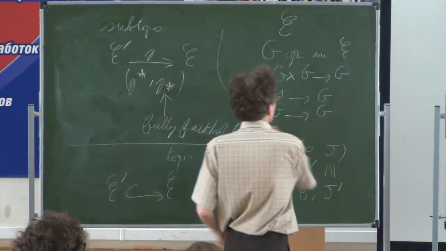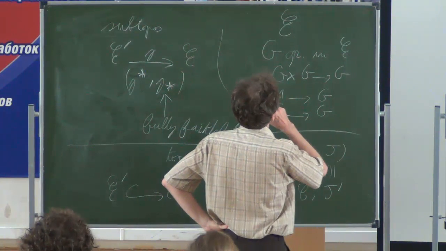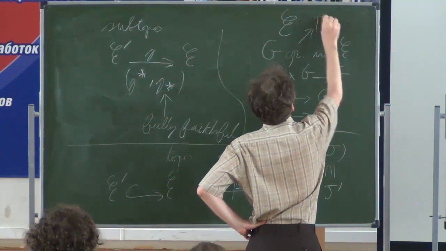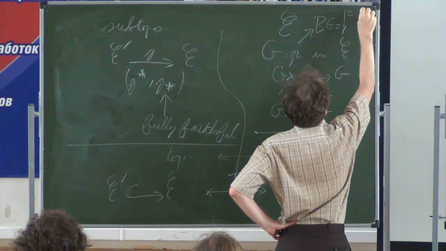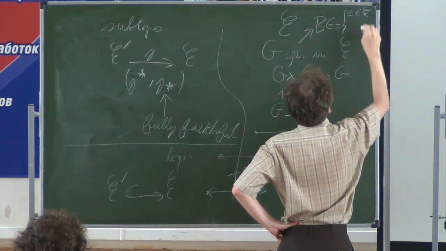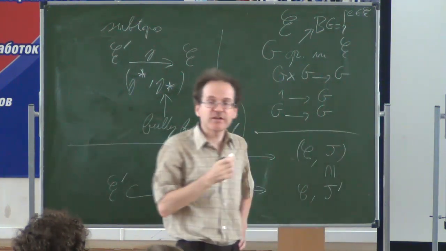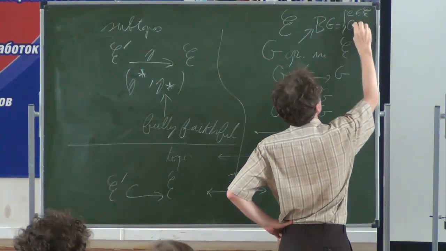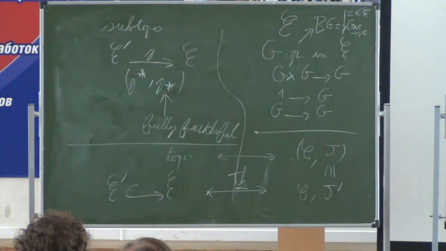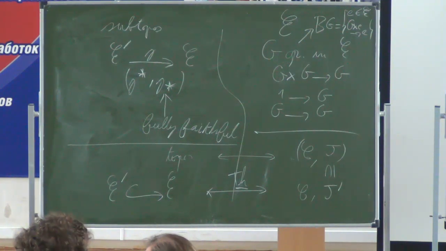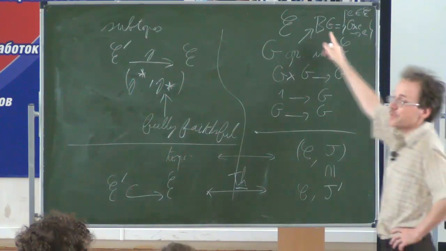When you have a group object in a topos, there is an associated category. This is a category of objects in the topos endowed with an action of G. What is an action? It is a morphism from G cross E to E, verifying some properties. So here I define a category, and using this criterion, you verify very easily this category is a topos. It is called the classifying topos of G.